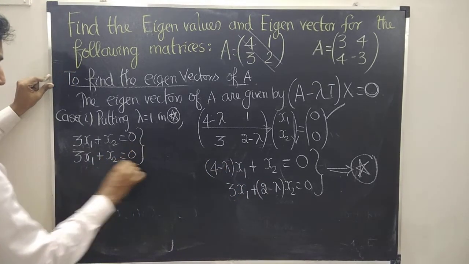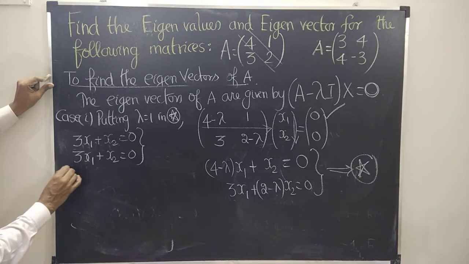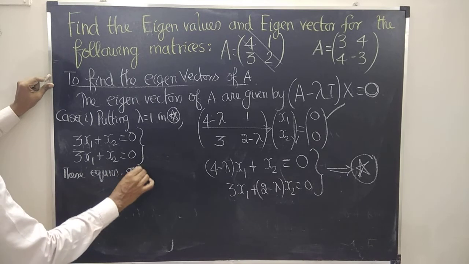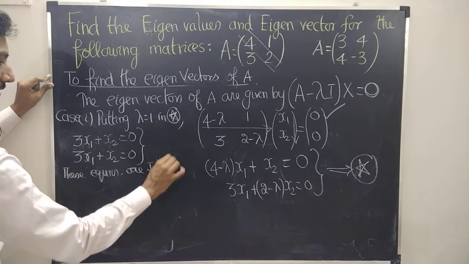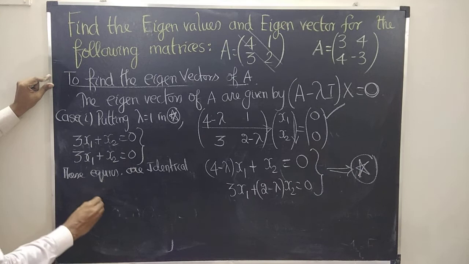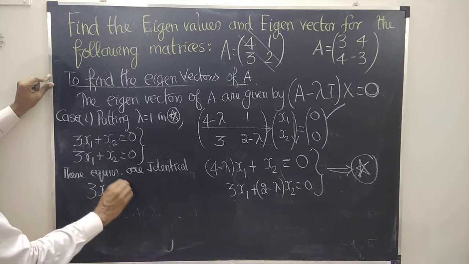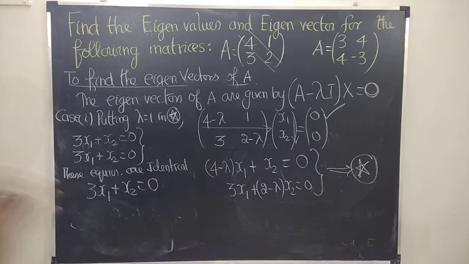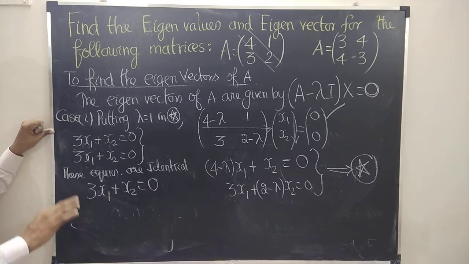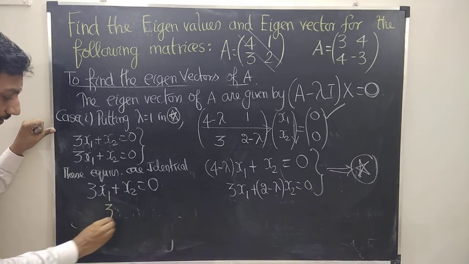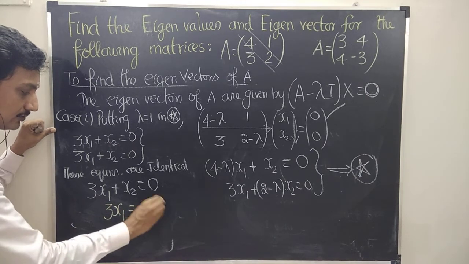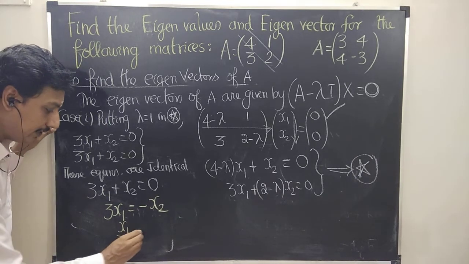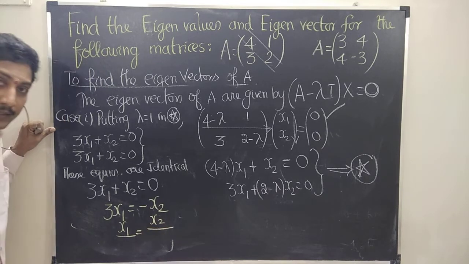I think so. These equations are identical, the same, isn't it? That means it represents only one equation: 3x1 plus x2 is equal to 0. I need x1 and x2. Very simple logic, I am going to use the ratio concept. 3x1 is equal to minus x2. From this, x1 by something is equal to x2 by something. This is the ratio property.